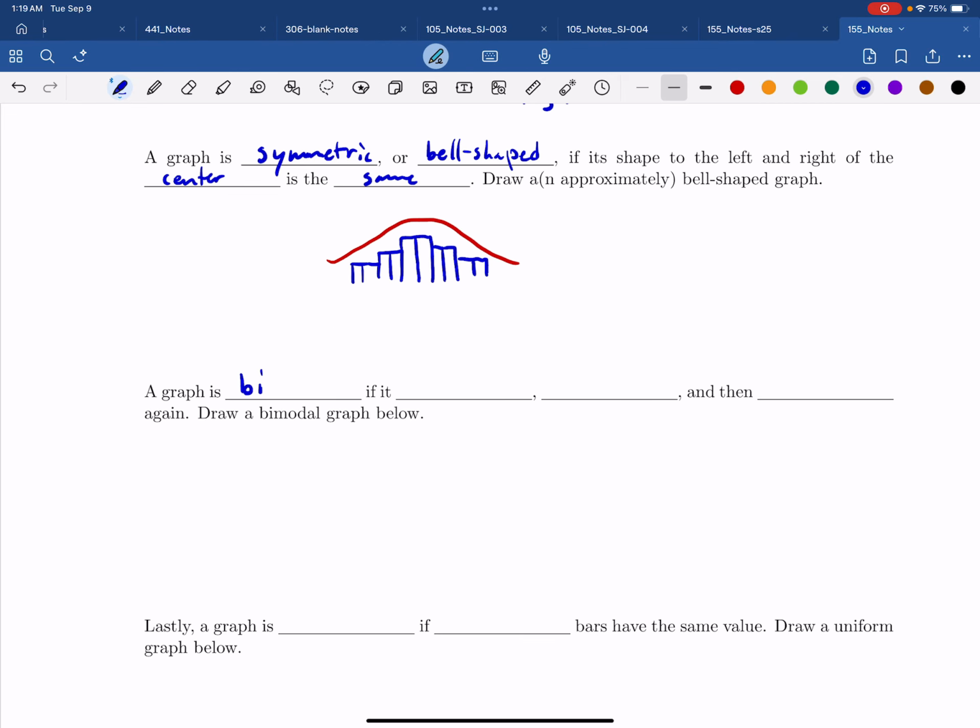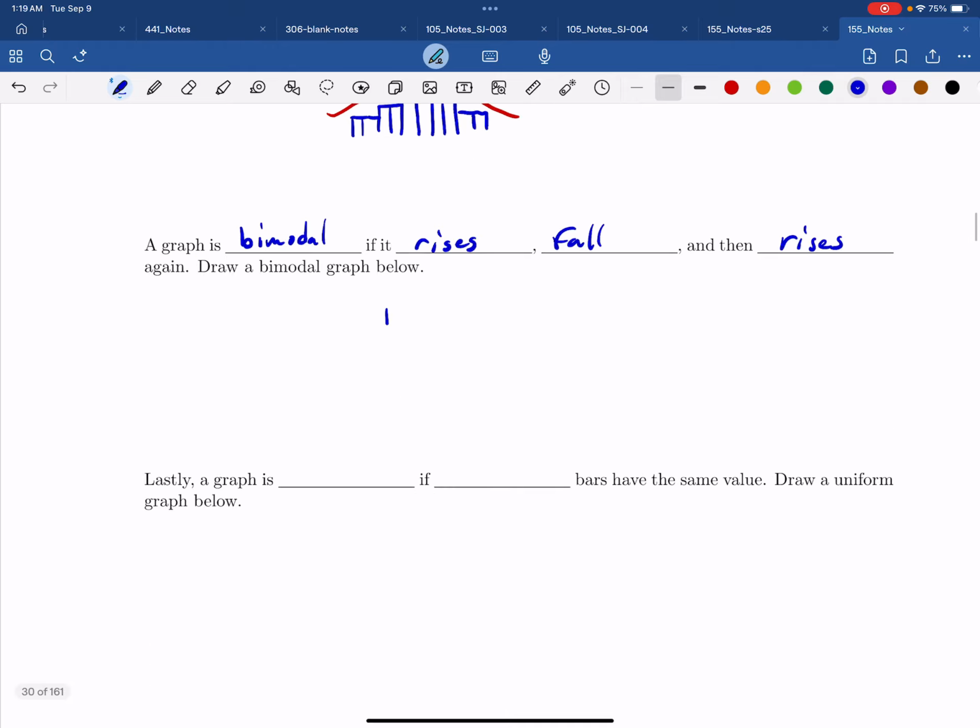A graph is bimodal if it rises, falls, and then rises again. A bimodal graph, for example, is a graph that looks like this. That's bimodal because it dips down and then goes back up.